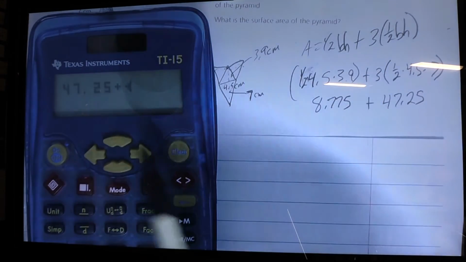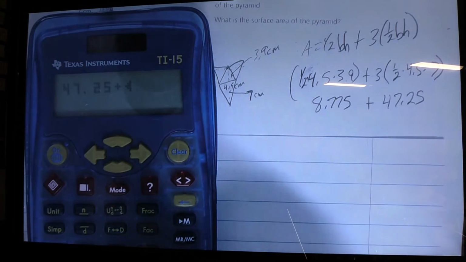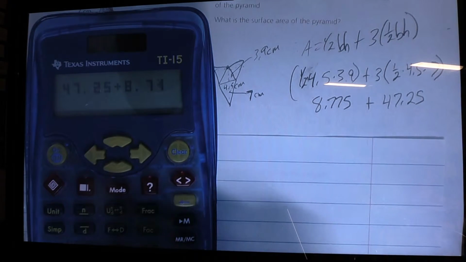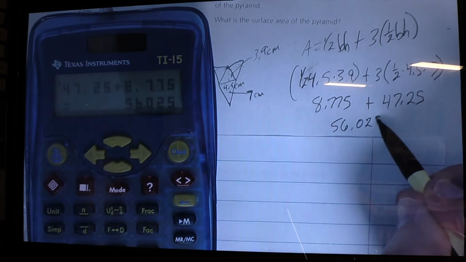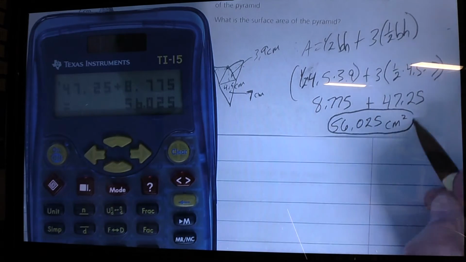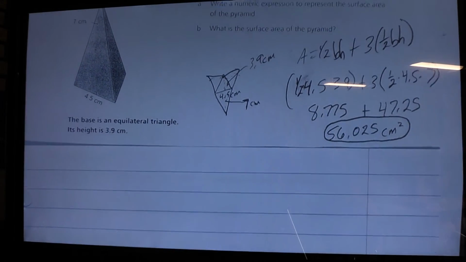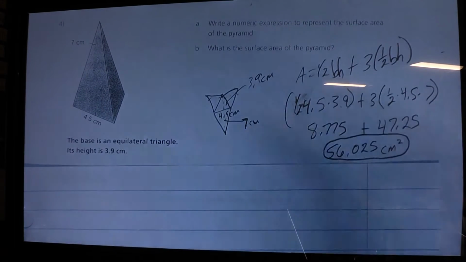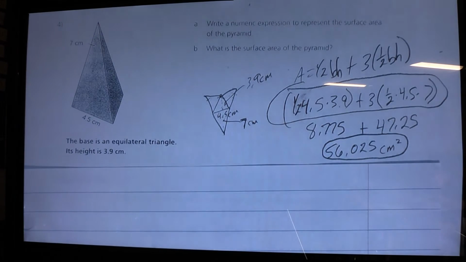Now I'm going to add those values together. So I've already got the 47.25 plugged in. I'm going to say plus 8.775 equals 56.025, and my unit of measure is centimeters squared. So my answer for the surface area of the pyramid is 56.025 centimeters squared. My numeric expression to find it would be this right here. And there you go. Now, do I have any questions?